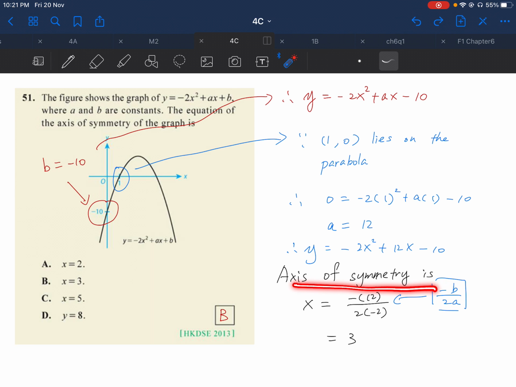The axis of symmetry is just x equals the x-coordinate of the vertex, so it's just negative b over 2a. After calculating, it's 3. So the axis of symmetry is x equals 3.